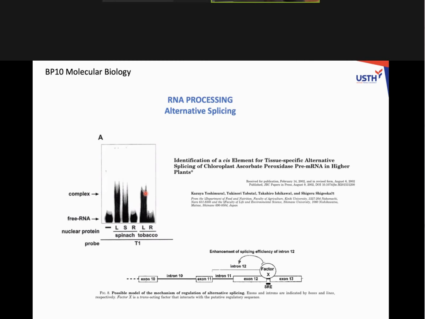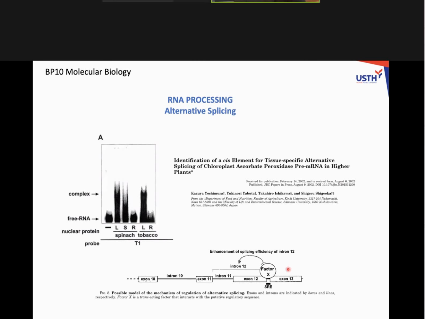Exactly. You said plenty of very important points. You said tissue-specific, and you are completely right. Then this experiment gives you the information that this RNA sequence, the SRE, is able to develop protein interaction, okay? And this protein interaction, we only see in leaves. We don't have the formation of the complex when the extract is coming from the roots. So you're completely right when you say it's tissue specific.